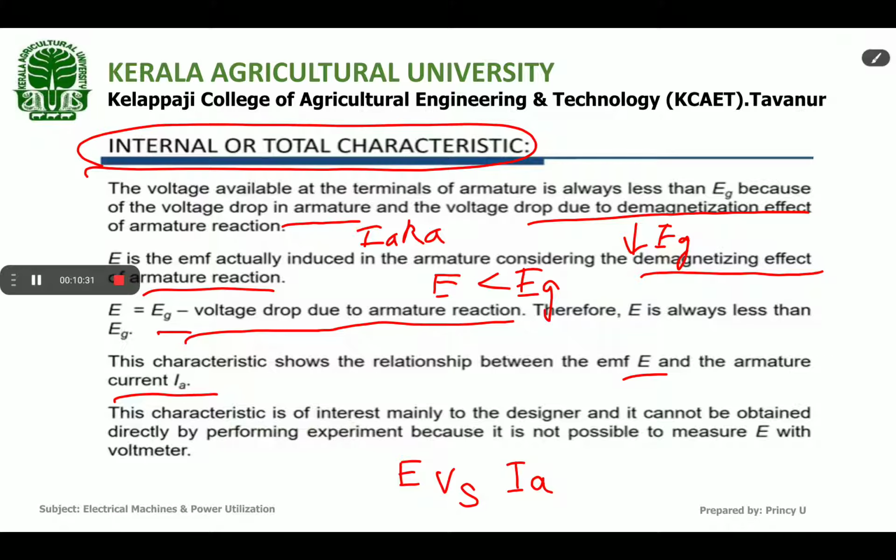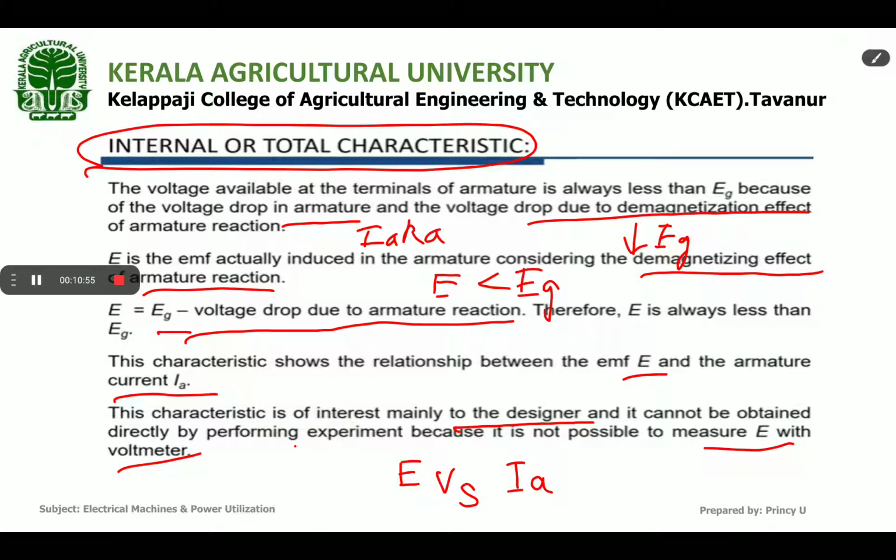So this characteristics is of interest mainly to the designer. So for the designer only we use this internal or total characteristics, because the armature reaction cannot be calculated directly. It cannot be obtained directly by performing an experiment because it is not possible to measure E with a voltmeter.